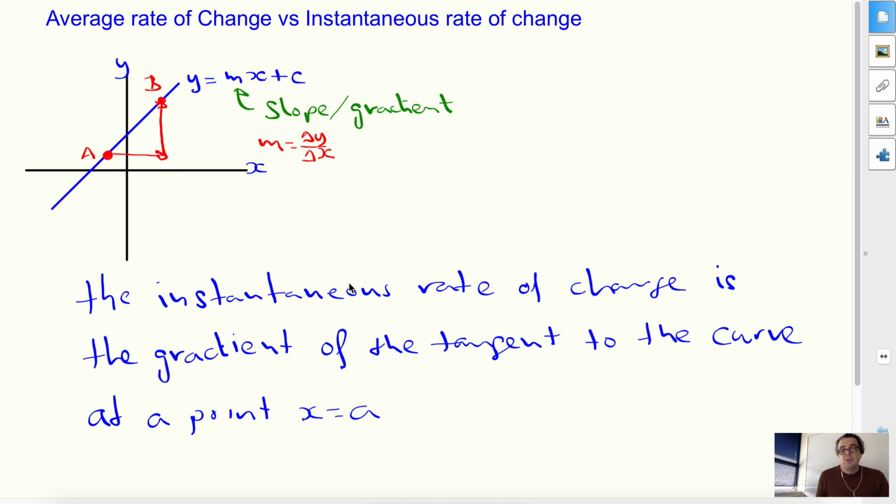Now, how do you do it algebraically? The process is called finding the derivative. So differentiation. The derivative of a function tells you the gradient of the tangent to the curve of that function at a certain point x equals a.